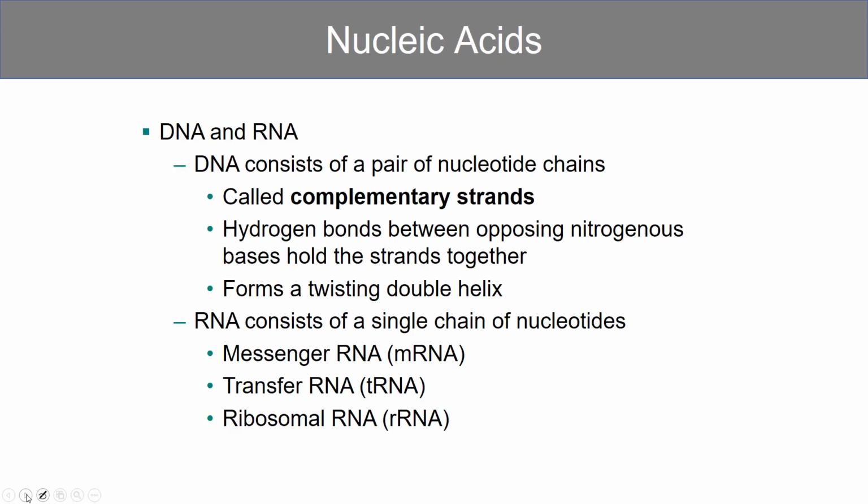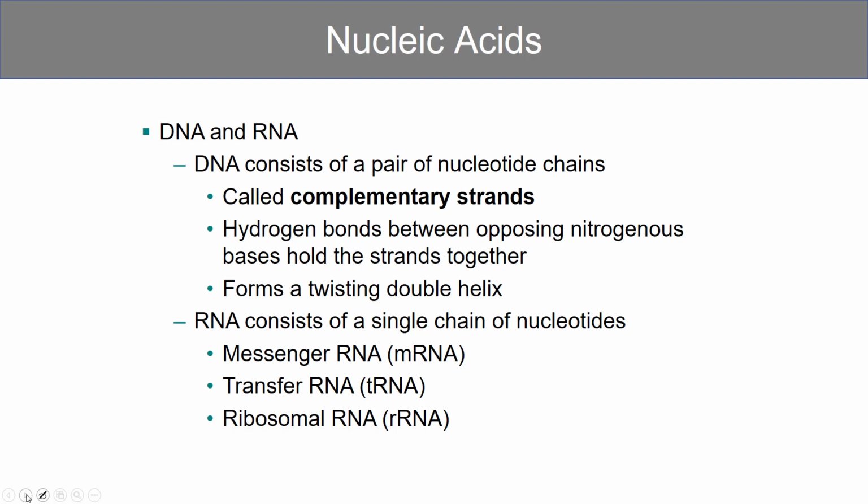DNA and RNA consist of nucleotide chains. In DNA, these chains are called complementary strands, and there's a pair of them. They're held together through hydrogen bonding between the opposing nitrogenous bases, and the molecule forms a twisting structure called the double helix. We'll see a picture of that in just a minute.